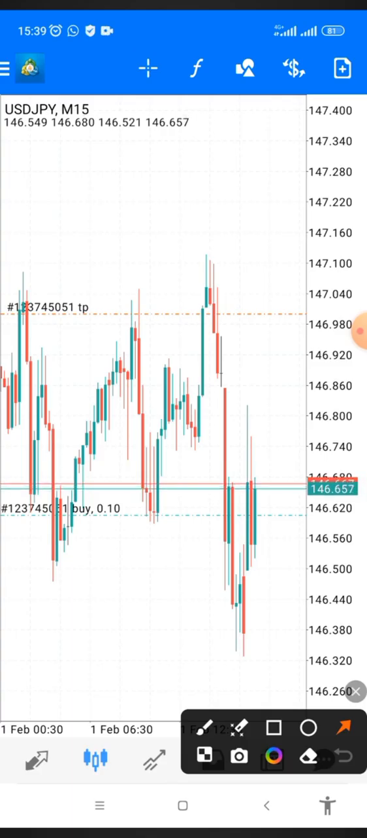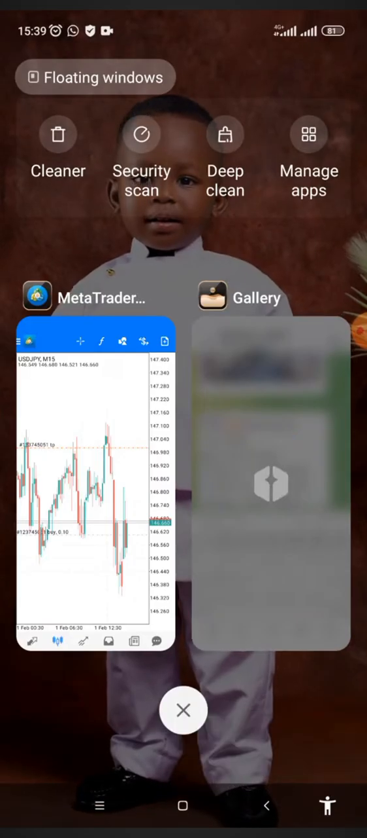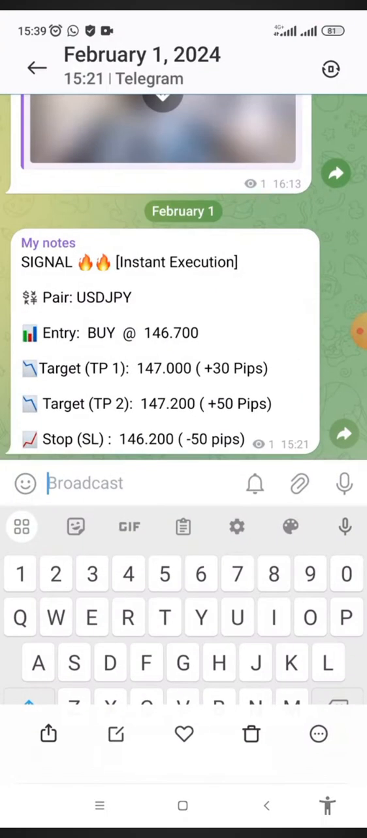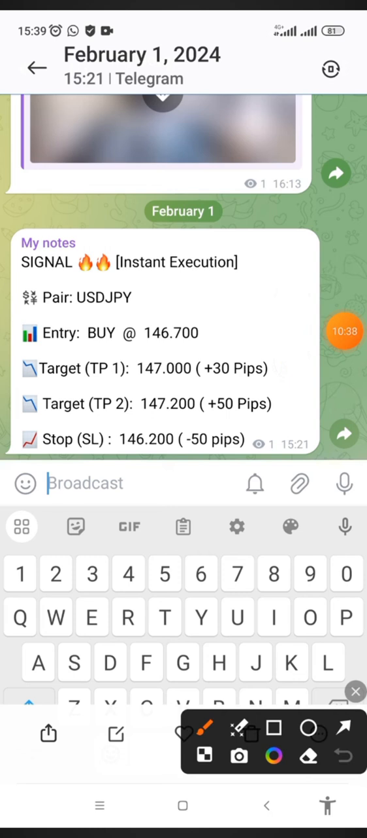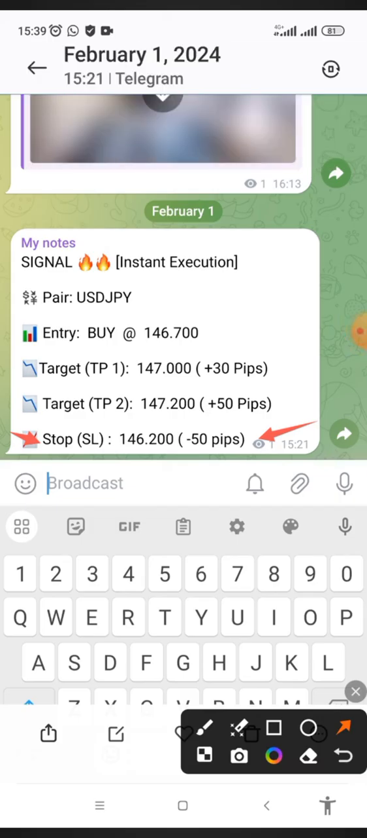What of the stop loss? Now we go back to the signal. The stop loss given by the signal is also here, over here. Stop loss is 50 pips, and the price is what you are interested in. The stop loss price, which is this one, 146.20. That is the price you will pick.